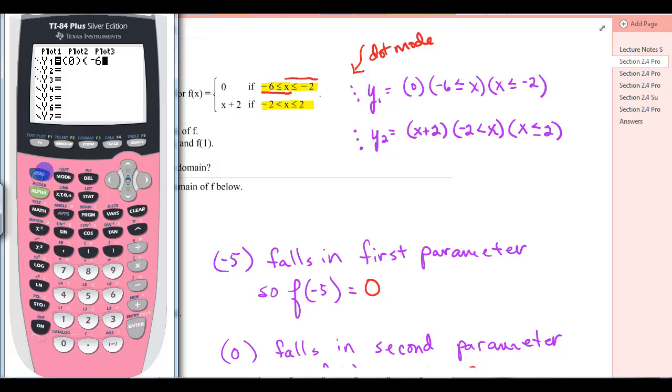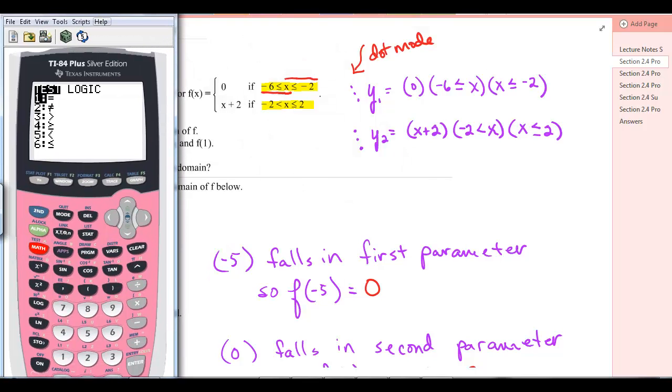We'd go to second math, make sure this is down, and we would have less than or equal to, so that'd be -6 is less than or equal to x, close, open, x, second math, is less than or equal to -2.